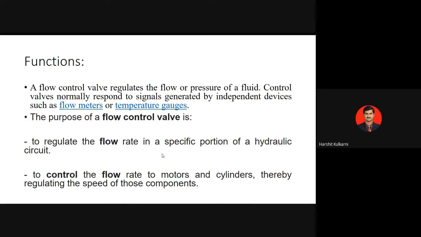To have proper flow control, what we need is some elements or units like flow meters or temperature gauges. What function does it do? It regulates the flow rate in a specific portion of a hydraulic circuit. That is the first function. It controls the flow rate to the actuators. Like it helps to control the flow rate to motors, cylinders, and regulates the speed, because your speed or the velocity of extension or retraction is proportional to the flow rate. So that is what you have observed.